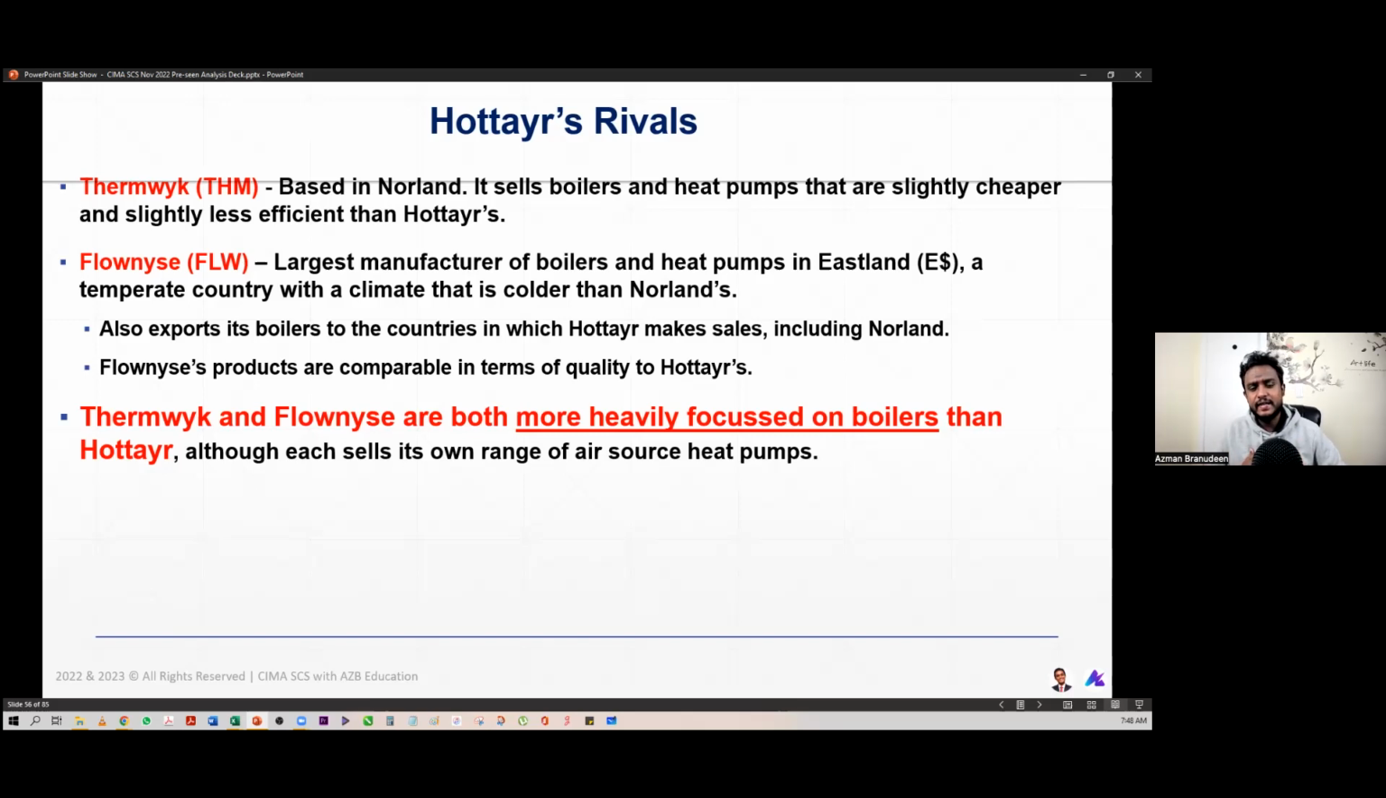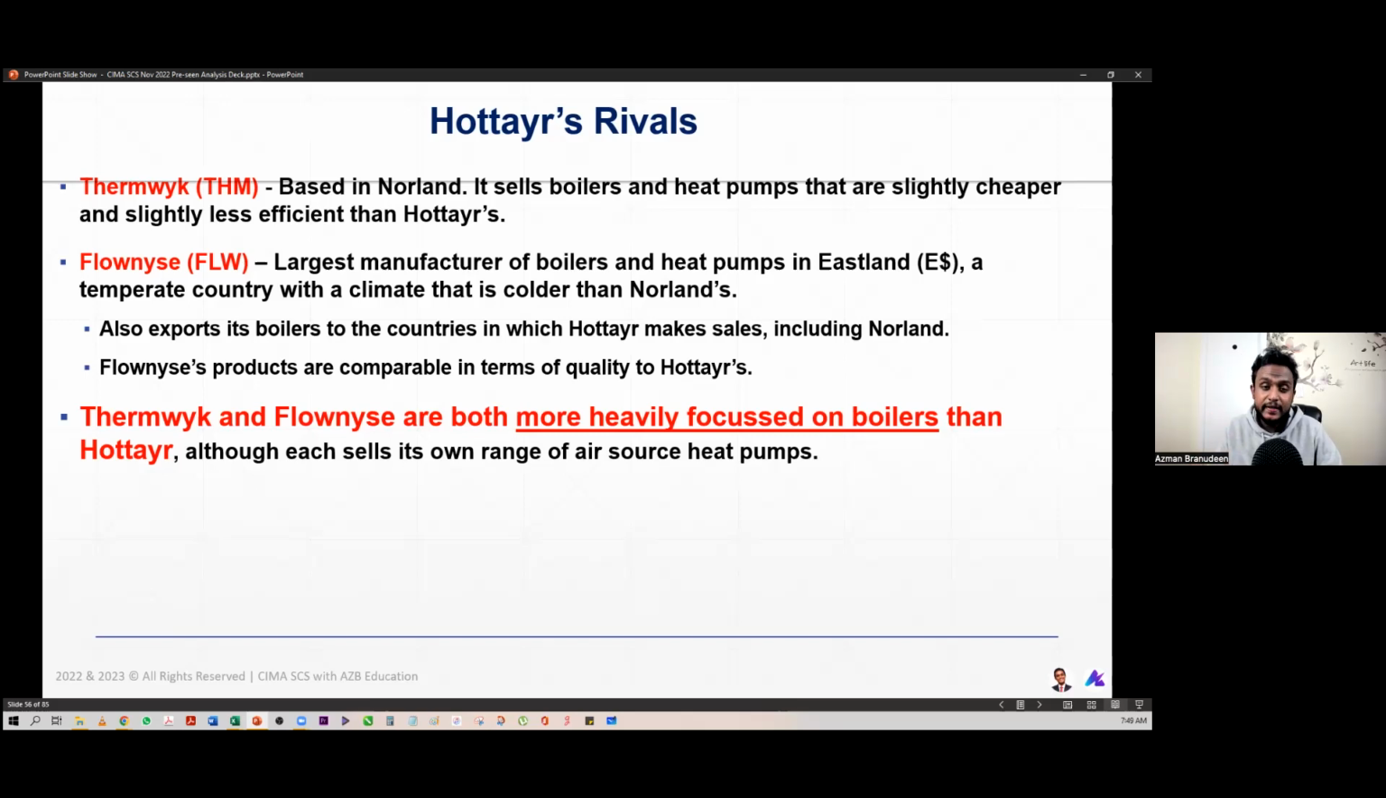So are we really a manufacturer that can cater to that? That's a question we can ask ourselves. And Flownis seemingly is a company that does that. They also export their boilers to the countries in which Hottayr makes sales. So they are also multinational, and they are also selling in Norland, right? They're selling here, so they are an international player in our country. Their products are comparable in terms of quality.